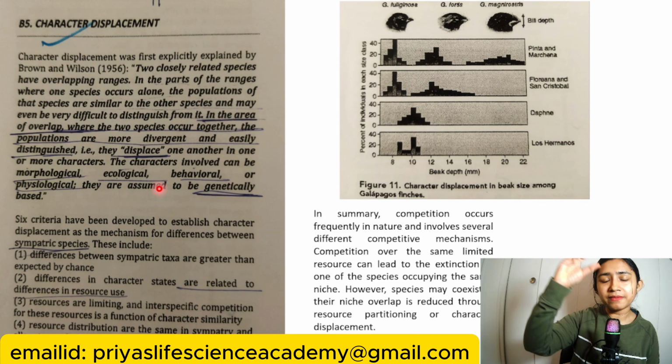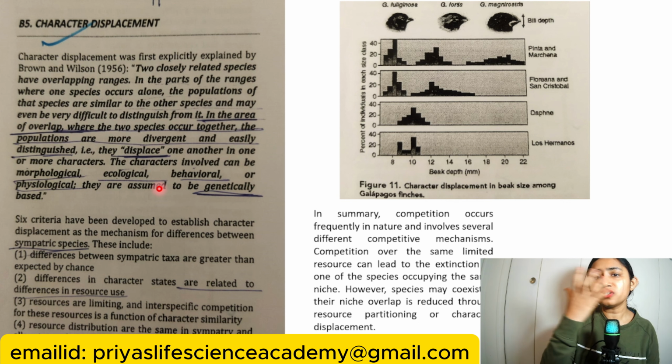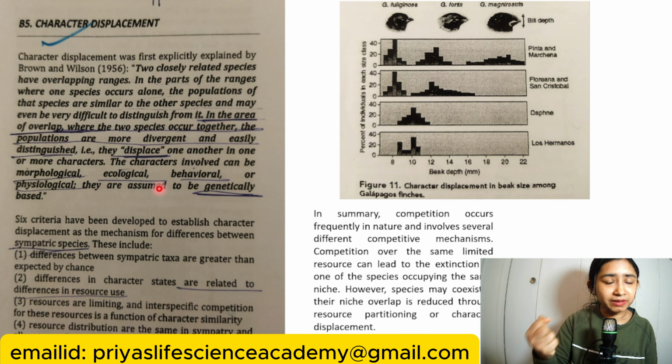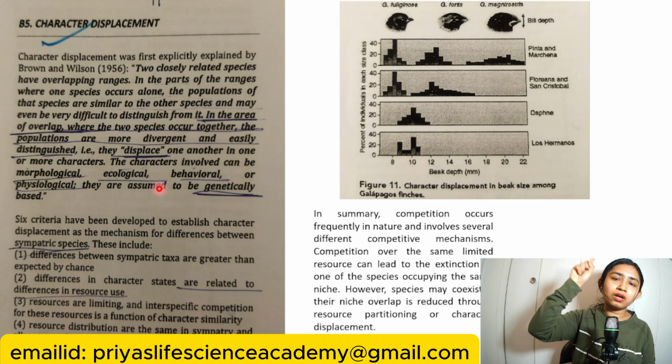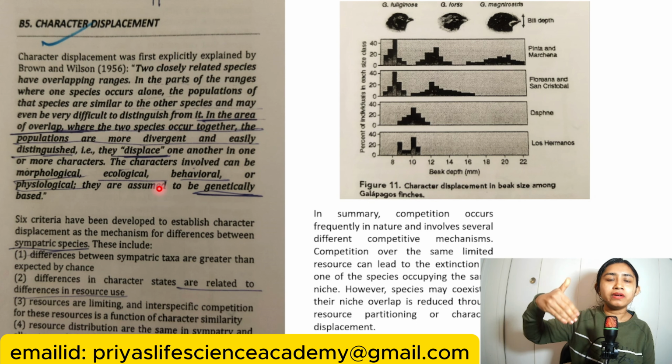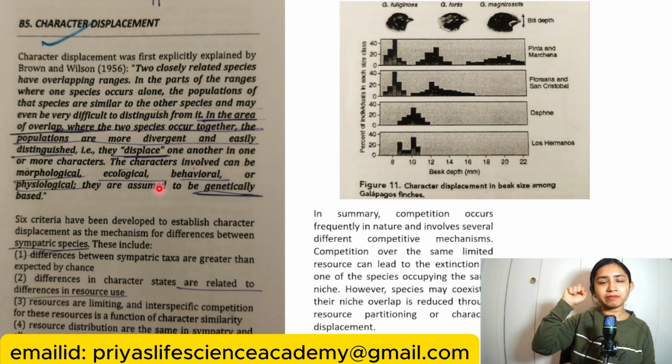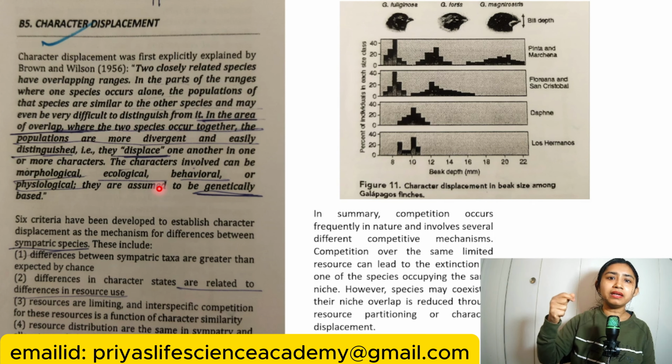So because of this competition, there is divergence of morphological characters, divergence of behavioral characters, divergence of physiological characters. That is why they can partition the niche to avoid competition. So the cause was competition and the effect was resource partitioning. And how the resource is partitioned? In the middle there is character displacement. If my character is not displaced, if my beak size is not changed, how can I partition my resource? So the process is character displacement.